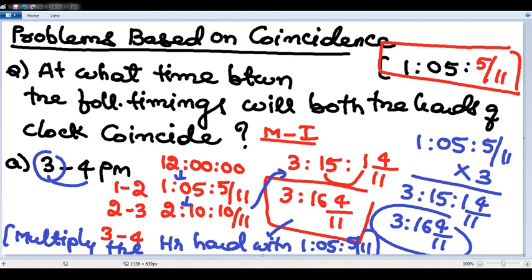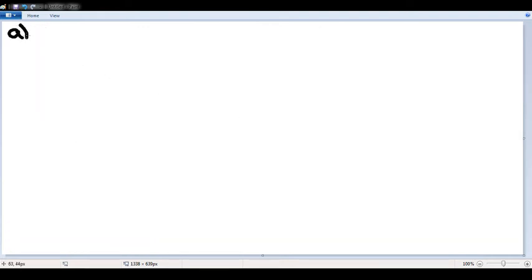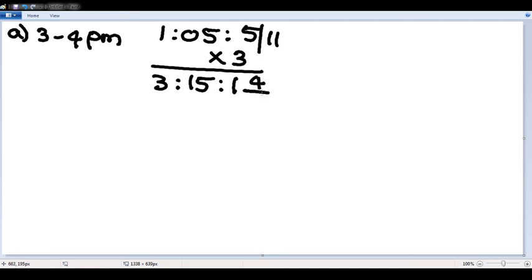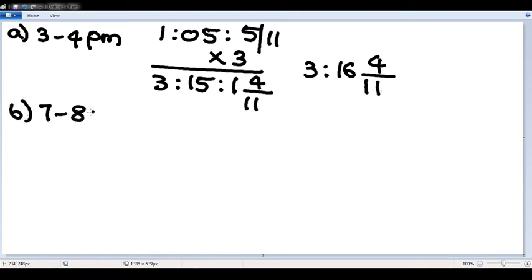If it is 3 to 4 p.m., listen carefully, sir. Very, very important point. If it is 3 to 4 p.m., direct step: take the coincidence timing, 1 5/11, multiply by 3. It is 3 times 15, 15/11 is 1 4/11. It is 3:16 4/11. Take the hour hand position and multiply, like for 7 to 8 p.m.